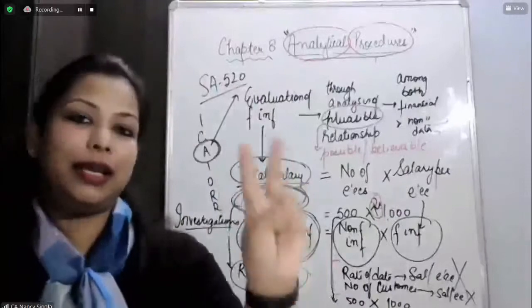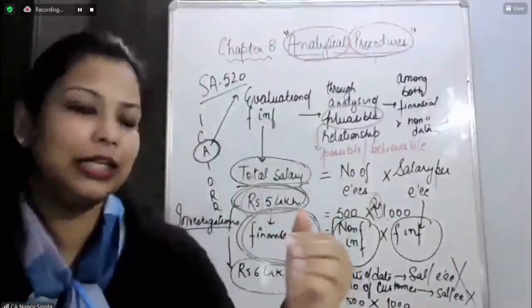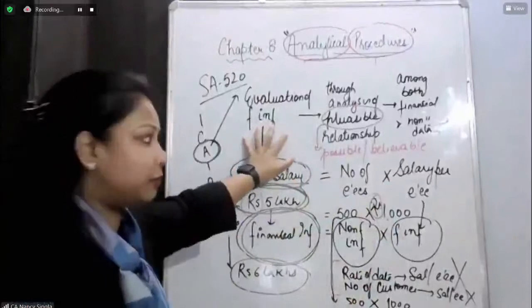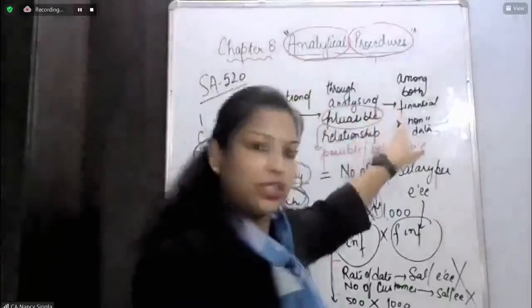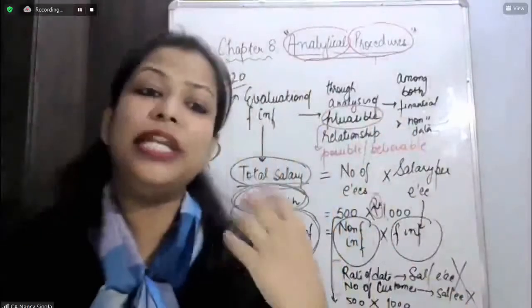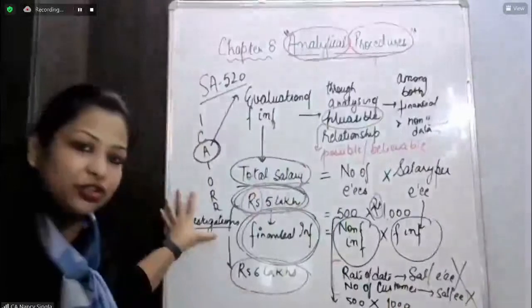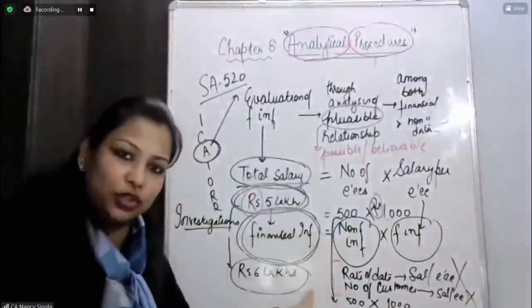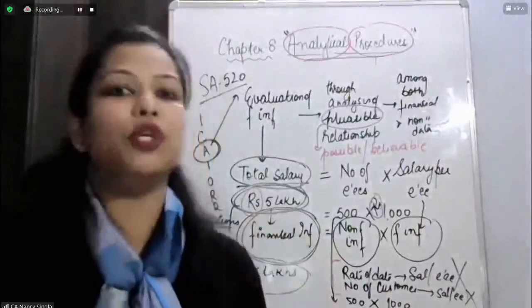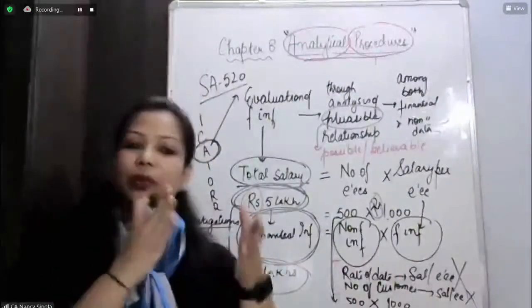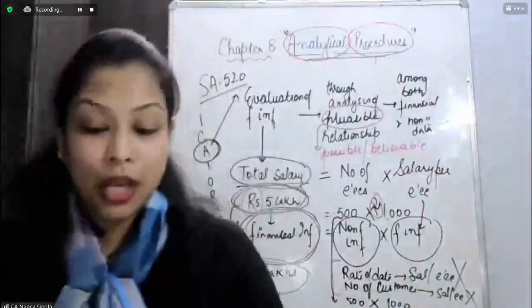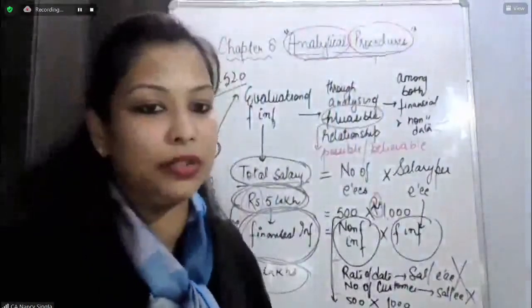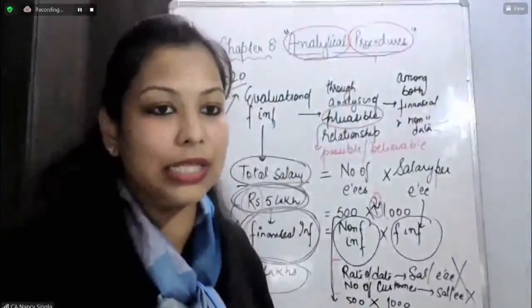So SA 520 says that in analytical procedures, you will be evaluating the financial information through analysis of plausible relationships among both financial and non-financial data. And it also includes what? The investigations of the identified fluctuations, inconsistent relationships, or what? A significant difference between the actual and the standard. So, clear? Clear. So I'll just take you through the module and every bit of it will now be clear to you, in case any doubt is still pending.